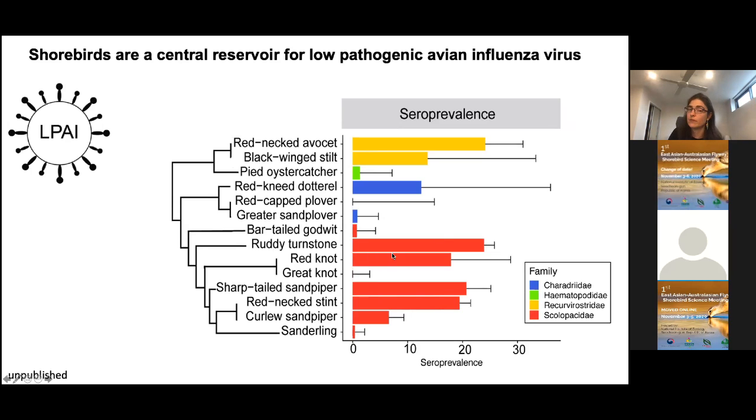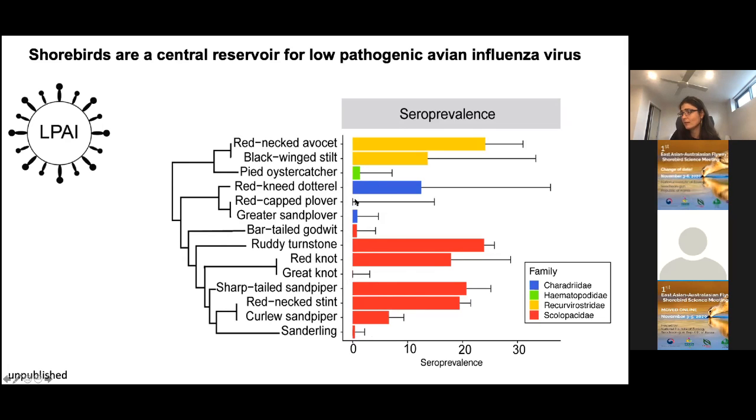Now, some of our observations remain. Again, there's quite a lot of red on this figure, so Scolopacidae remain really important. Ruddy turnstone, again, really, really important. Sharp-tailed sandpiper, red-necked stint, crucial. That funny little relationship between the knots is still there. Don't know why. Confidence intervals on red knots remain high, but great knots quite tight. And the Sanderling story remains the same, you know, less than 1% of Sanderlings will have antibodies. So they are exposed, but they seem to not be exposed a lot to this virus.